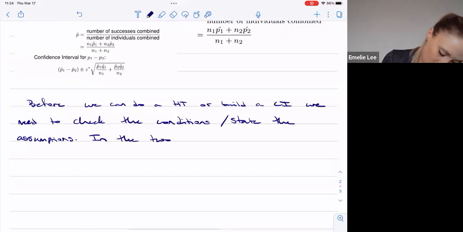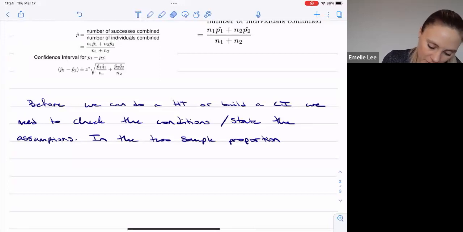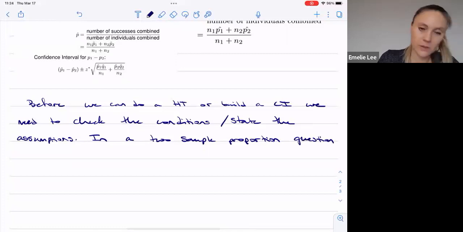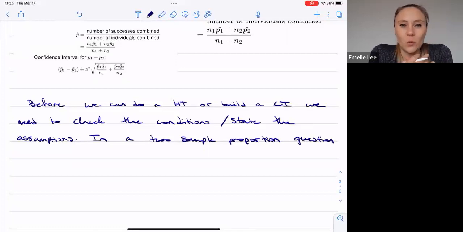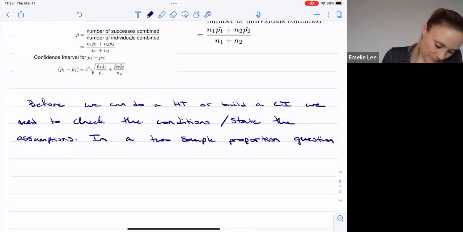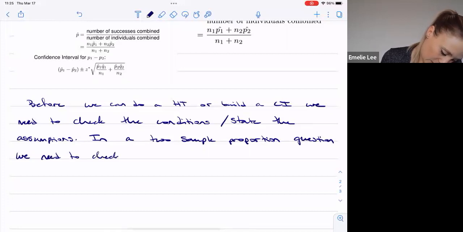In the 2 sample proportion case, and maybe I'll change this to in a 2 sample proportion question, we need to check the conditions for both samples.